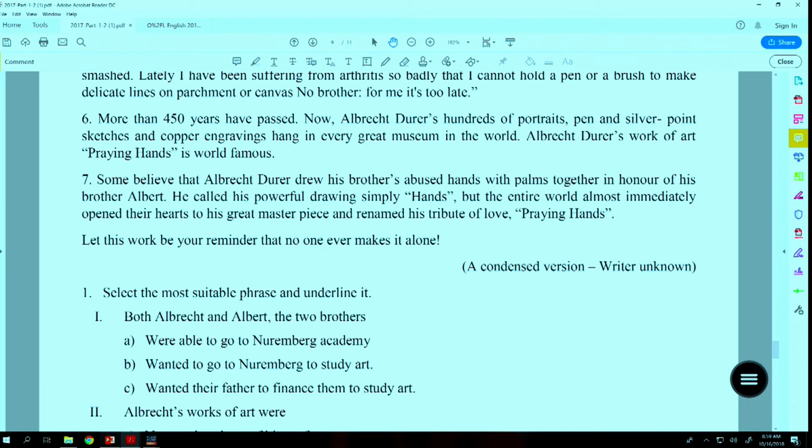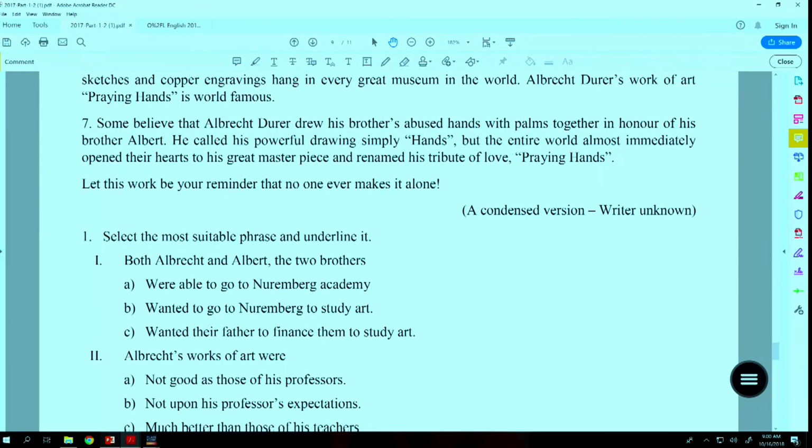And copper engravings hang in every great museum in the world. එයාගේ සිතුවම් නිර්මාණ හැම කෞතුකාගාරයකම දක්නට ලැබෙනවා. Albrecht Dürer's work of art, praying hands. Pray කියන්නේ යදිනවා. යාතිකා කරන තාලෙට ඒ කියන්නේ අත්තියාගෙන ඉන්නවා. Praying hands is world famous. Remember, praying hands. ඒක තමයි world famous උනේ.